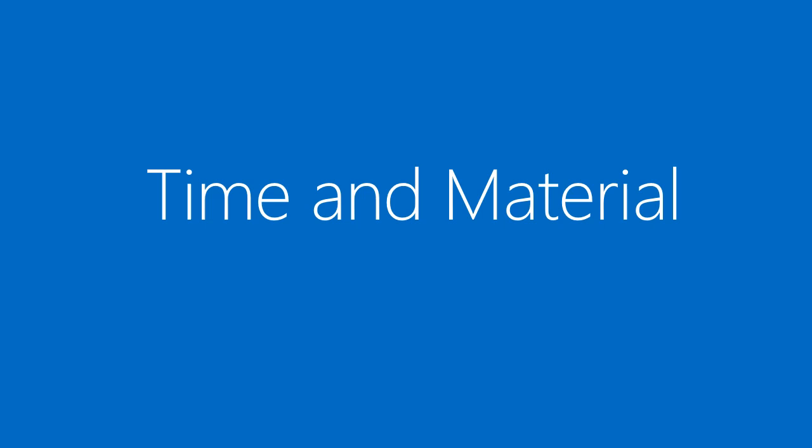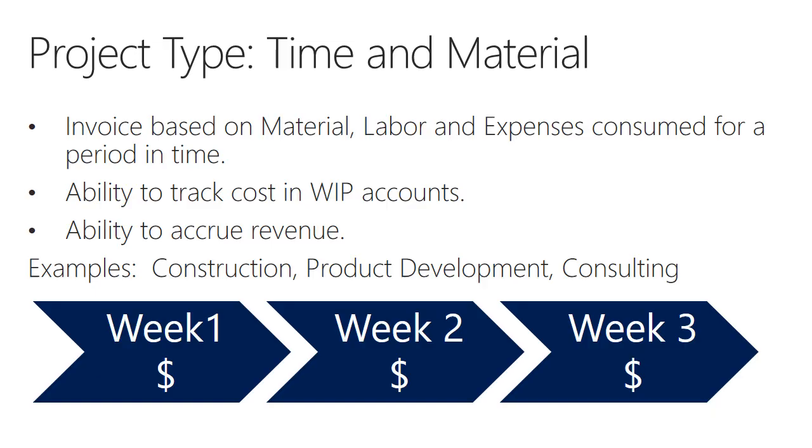Let's take a look at the time and material project type. Time and material projects are invoiced as work progresses based on the consumption of hours, expenses, items, or fees recorded to the project. This project type is mainly applied to projects where costs can be matched with the revenue on each transaction, and the project is invoiced as work progresses.